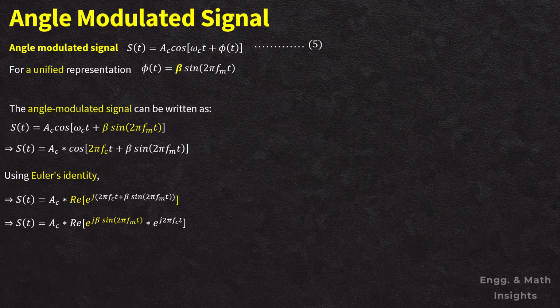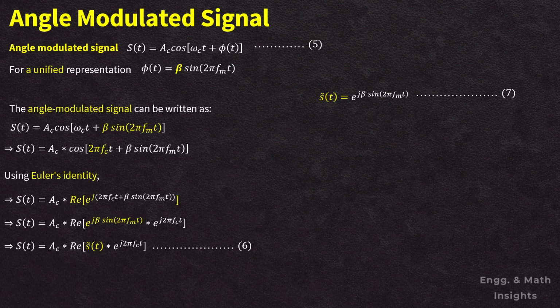Now we can express this e to the power j beta sin 2 pi fm t as s tilde of t, then s(t) will become Ac into the real part of s tilde of t into e to the power j 2 pi fc t. Identify this as equation number 6. So s tilde of t is equal to e to the power j beta sin 2 pi fm t. Identify this as equation number 7.